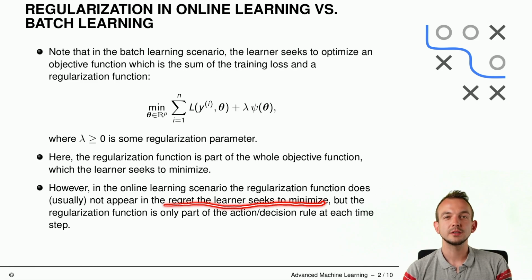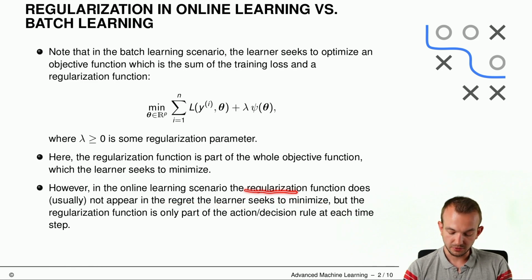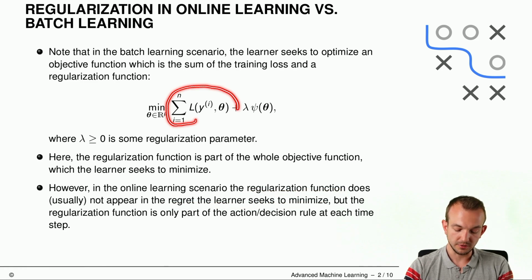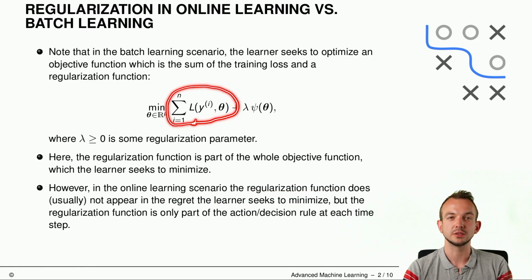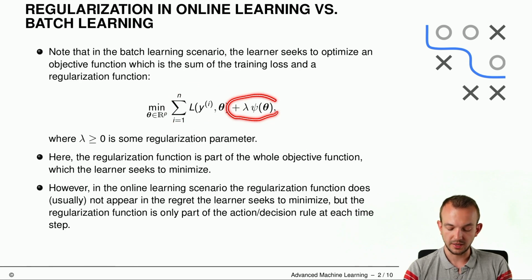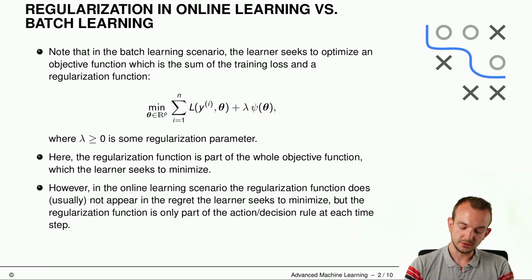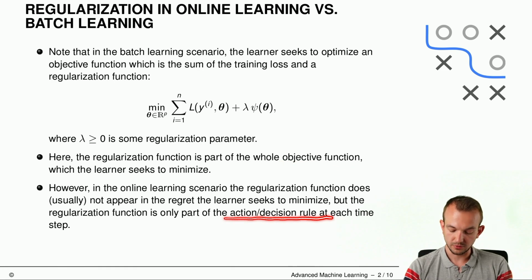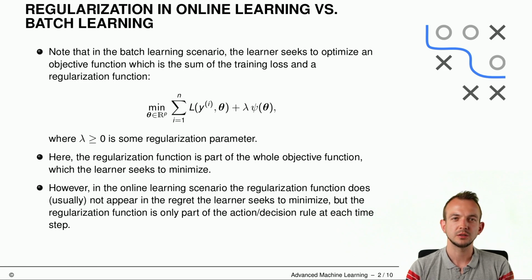And in the cumulative regret, usually you don't see this regularization function. You only see the cumulative loss, compare it with the cumulative loss of the best action in hindsight, but you don't add some regularization to that. So this regularization for the follow the regularized leader algorithm is not part of the objective function, but it's rather used to guide the action or decision rule at each time step, so that we make sure that the actions have nice properties, are not unstable or something like that.